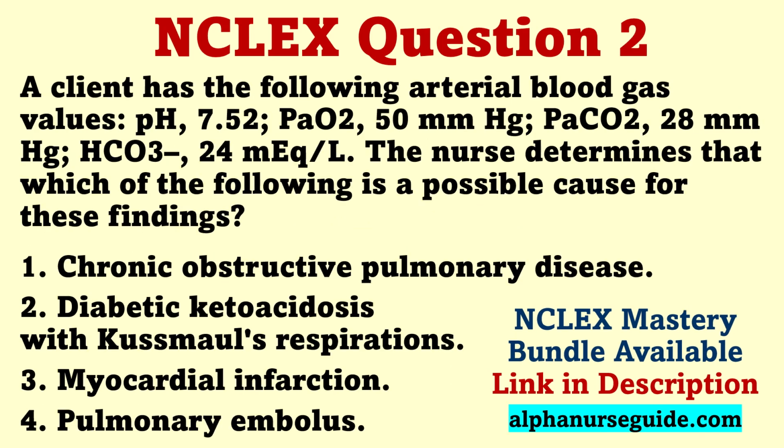A client has the following arterial blood gas values: pH 7.52, PaO2 50, PaCO2 28, HCO3 24. The nurse determines that which of the following is a possible cause for these findings: 1. Chronic obstructive pulmonary disease. 2. Diabetic ketoacidosis with Kussmaul's respirations. 3. Myocardial infarction. 4. Pulmonary embolus.